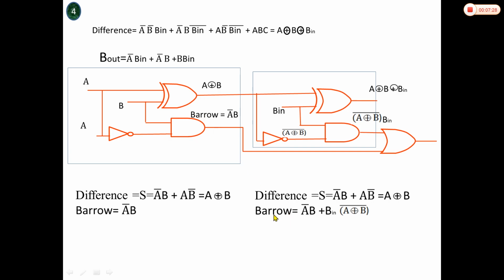To get borrow A bar B plus B in A exclusive NOR B, here it is the output of one half subtractor and it is the output of another half subtractor. By connecting these two outputs to one OR gate, we can realize the full subtractor. Thank you all.